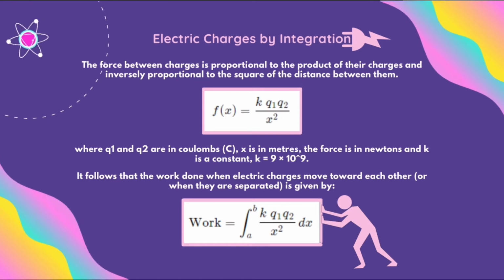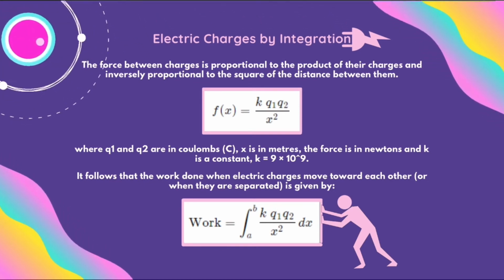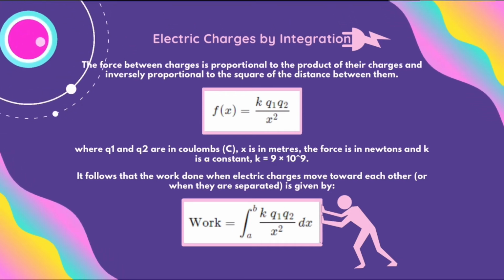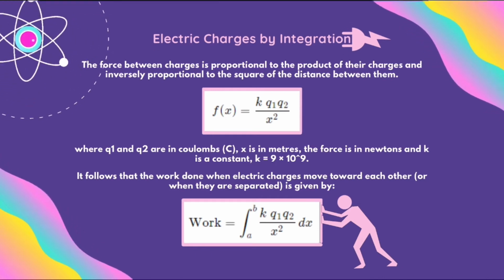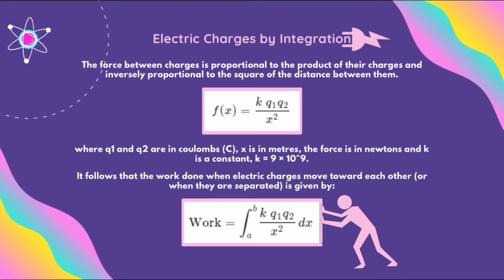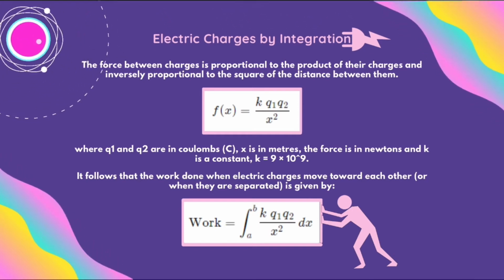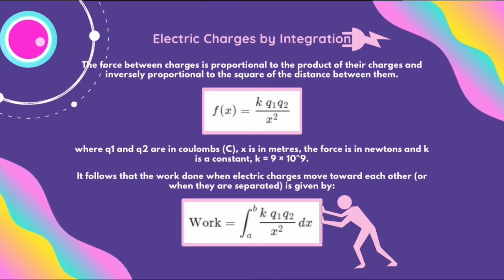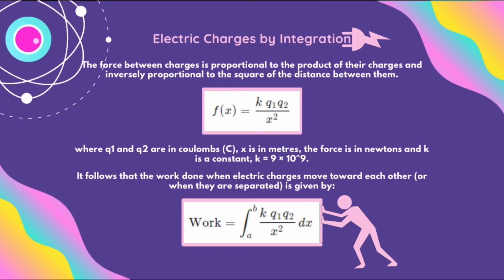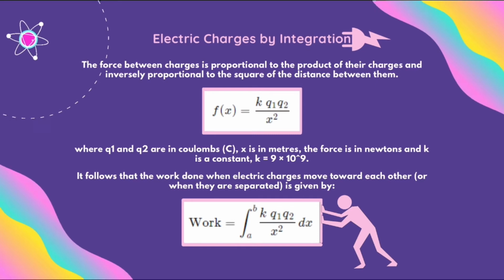The second example is related to electric charge by integration. The force between charges is proportional to the product of the charges and inversely proportional to the square of the distance between them. F(x) equals k q1 q2 over x squared, where q1 and q2 are in coulombs, x is in meters, the force is in newtons, and k is a constant equal to 9 times 10 to the power of 9.